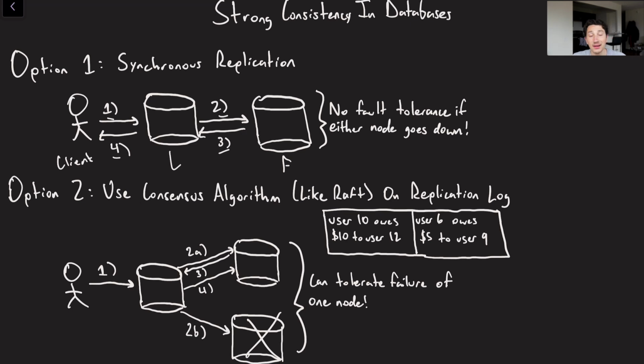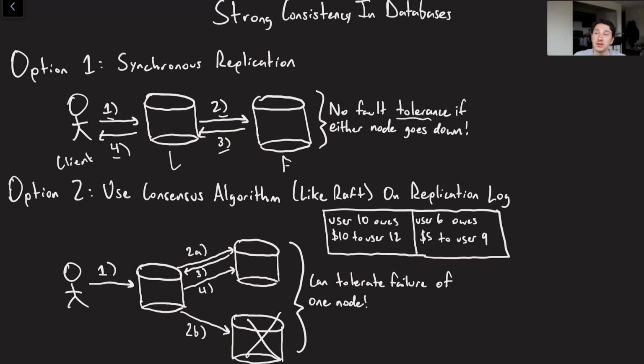Now the problem with something like this is that we have absolutely no fault tolerance whatsoever. If the leader goes down, we can't make any writes. If the follower goes down, we still can't make any writes. So that's going to be a problem. Sure, you could perform failover on the leader, but now you don't have another replica to write to, and so as a result of that, again, no fault tolerance. Synchronous replication is not going to do it for us.